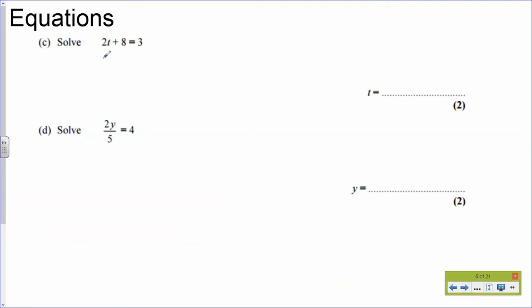Equations now. Here we go. So I've got 2t. I am going to take away 8 from the other side because that was adding 8. I take it away, so I'm now going to have minus 5. I'm now going to divide by the 2, so minus 5 divided by 2. The answer here is minus 2.5.